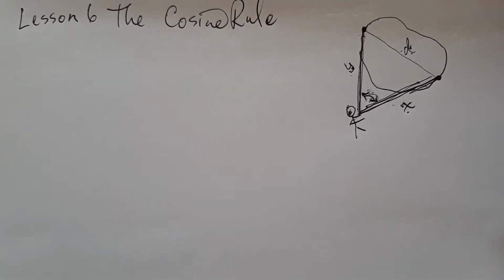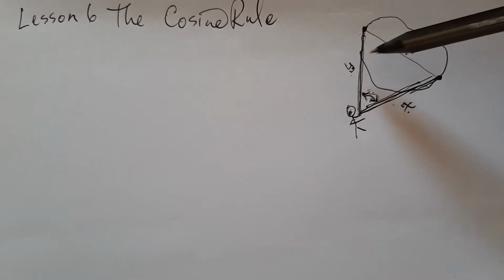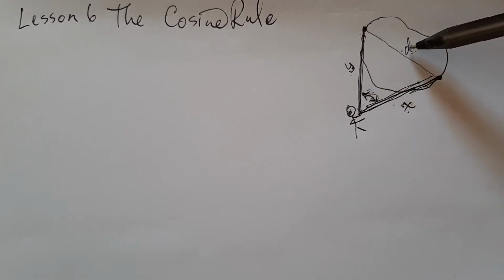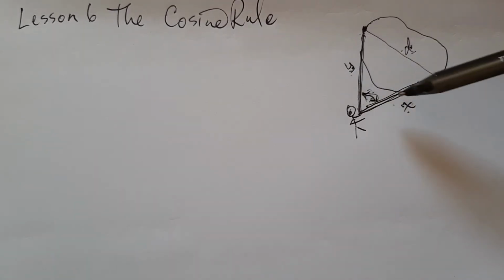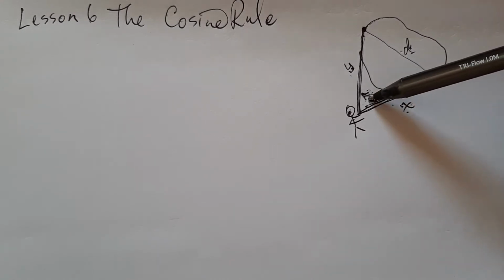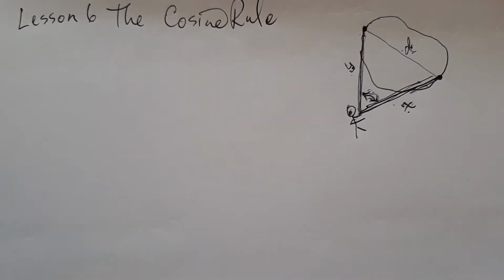You can also use the law of cosines when you know all three sides, but none of the angles. So if I did know d, x, and y, but none of the angles, I could find that first angle using the law of cosines and then find the rest of them with the law of sines. Okay, so let's go ahead.